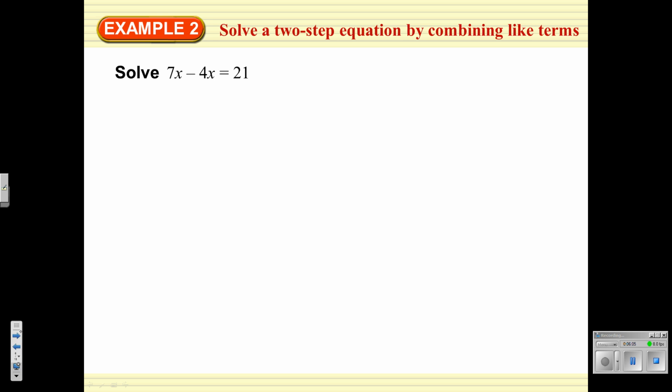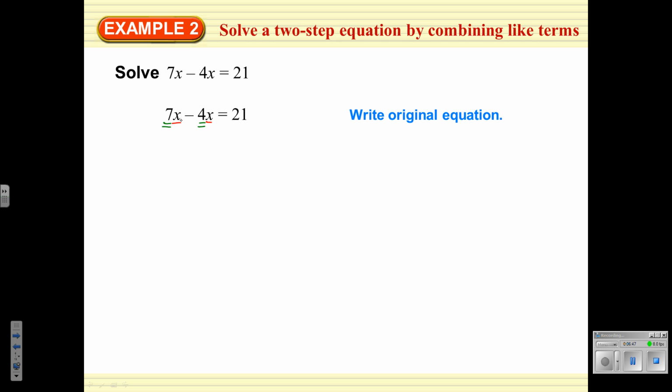All right, solving a two-step equation by combining like terms. So this time our step is going to be looking at things that are the same that we can actually add together. The 7x minus 4x, we can combine these, we can add them or subtract them because their variables are identical. You can only do that if the variables are exactly the same. One can't be x and the other one x squared. One can't be x and the other one be y. If their variables are identical, then you can add or subtract the coefficients or the numbers in front.